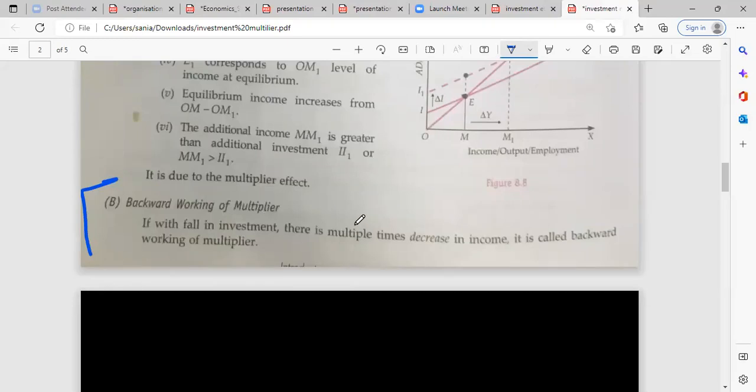Your income increases by a multiple of time, that is your forward working. But now backward is, if with the fall in investment there is a multiple time decrease in income, it is called backward working of a multiplier. Clear? So you can write it down.